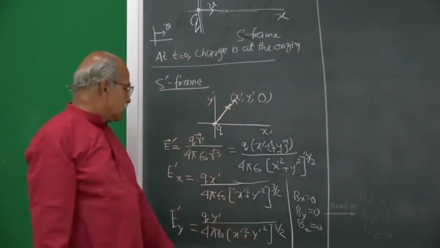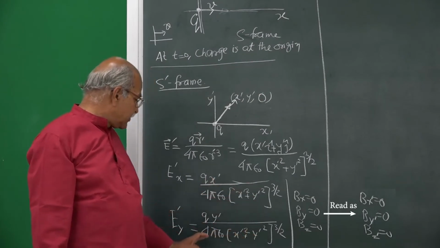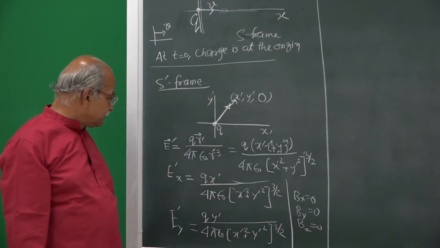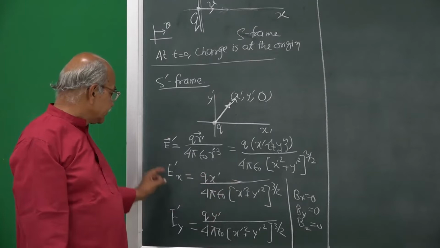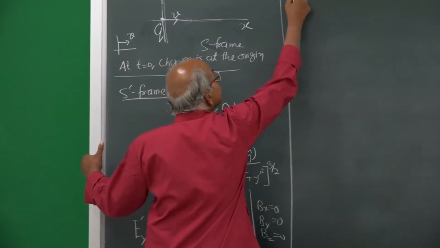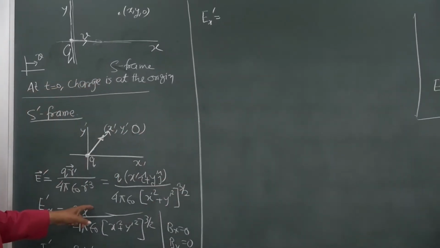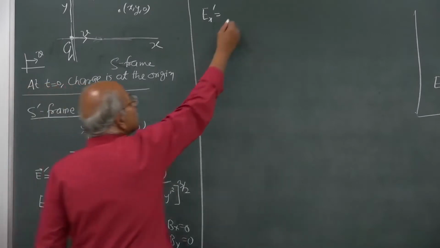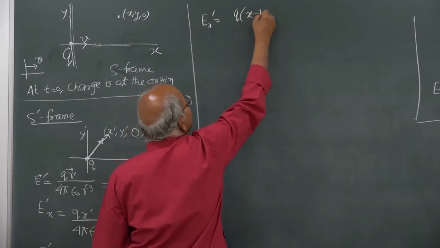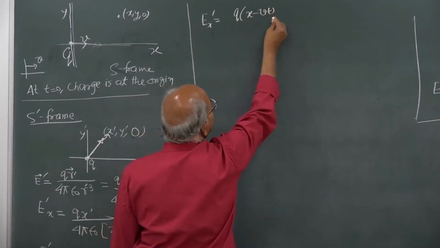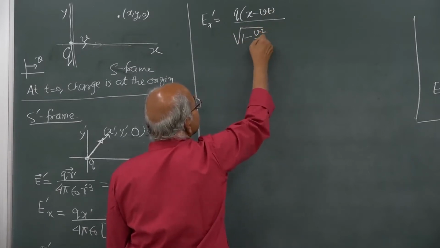Okay. Now, let us make transformation of this x prime, y prime and these points, and transformation of this fields also. So, first let us make transformation of coordinates. So, Ex prime is equal to q times x prime, and x prime, remember x prime is x minus Vt and then divided by square root of 1 minus V square by C square.